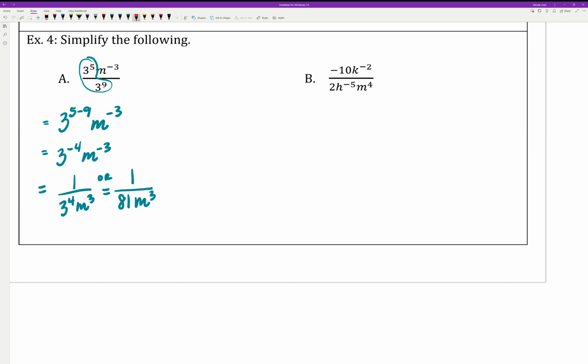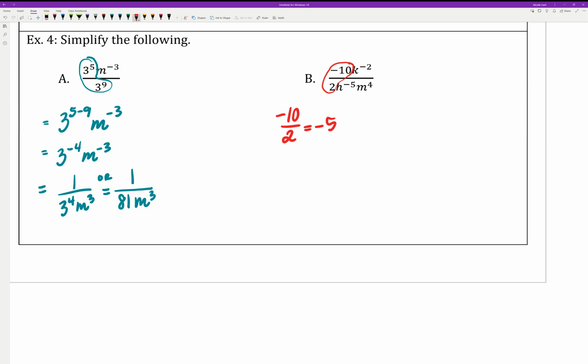Now lastly, we have example 4b, and if I look at example 4b, I have a k, an h, and an m, so none of those bases are the same, but I do have this negative 10 and a 2. Those are both big numbers, they're both bases. So we're going to treat that like a regular division problem. There is not a negative exponent here for the 10. That is a negative 10, not an exponent of negative 10. So if we think about negative 10 over 2, what that turns into is negative 5, or negative 5 over 1.